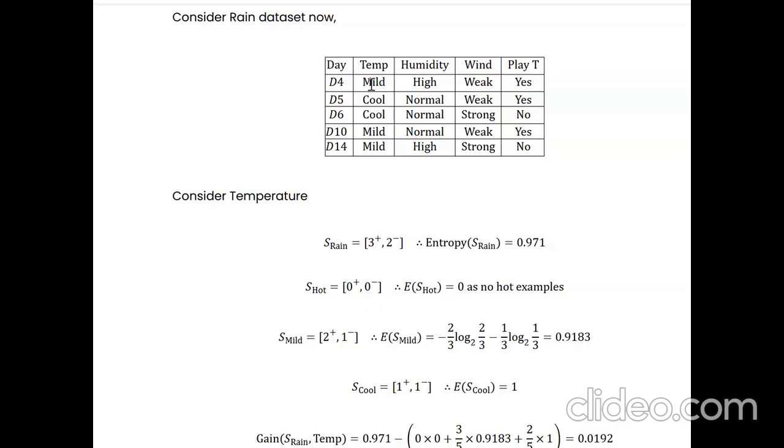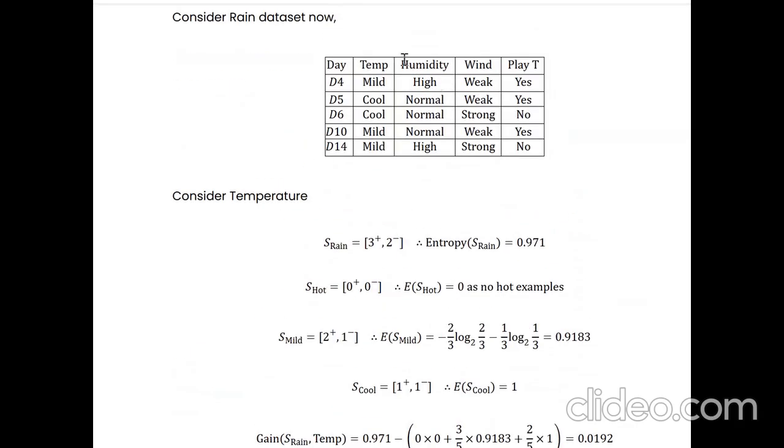Then we'll consider mild. We have mild and yes, mild and yes, mild and no. So 2 positive, 1 negative. Therefore entropy of S mild is minus 2 by 3 log of 2 by 3 to the base 2 minus 1 by 3 log of 1 by 3 to the base 2, which comes out to 0.9183. Now cool, again we have 1 positive, 1 negative. Therefore entropy of S cool is 1. Now we'll calculate information gain of S rain with respect to temperature, which is 0.971 minus 0 into 0, as there are no instances of hot, plus 3 by 5 into 0.9183 plus 2 by 5 into 1, which comes out to 0.0192.